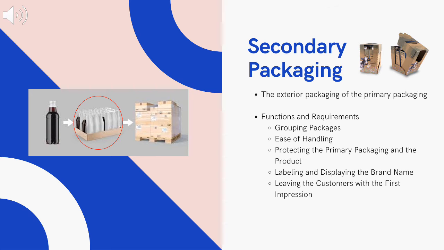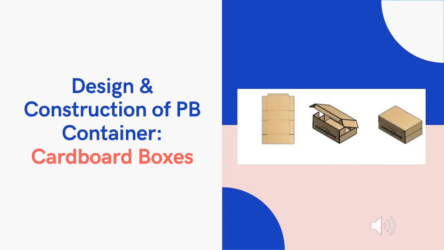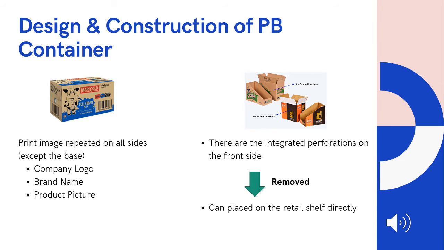This makes the appearance of secondary packaging very important and leaves the customer with the first impression. For the design and construction of the paper-based container, we have chosen cardboard boxes as the appropriate type of secondary design for our standard product, milk.